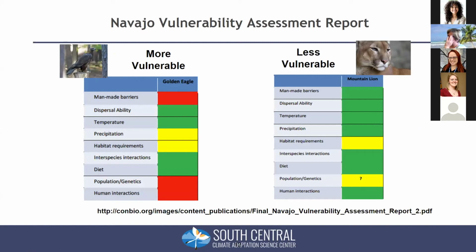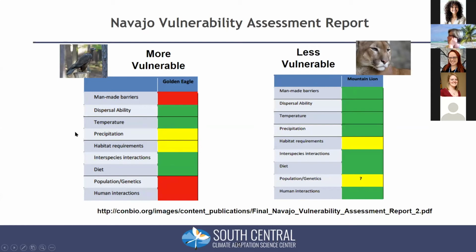So we're going to look at a couple of those. This example that I pulled up is the Navajo vulnerability assessment, and they're looking at species. And so for the golden eagle, they have scored 3 of the categories as red, and so it is much more vulnerable than the mountain lion, where they didn't score any categories as red. So they looked at a number of different aspects and scored out. So here in this case, they have 1, 2, 3, 4, 5, 6, 7, 8, 9 different categories that they scored, and reasons why these species could be vulnerable.